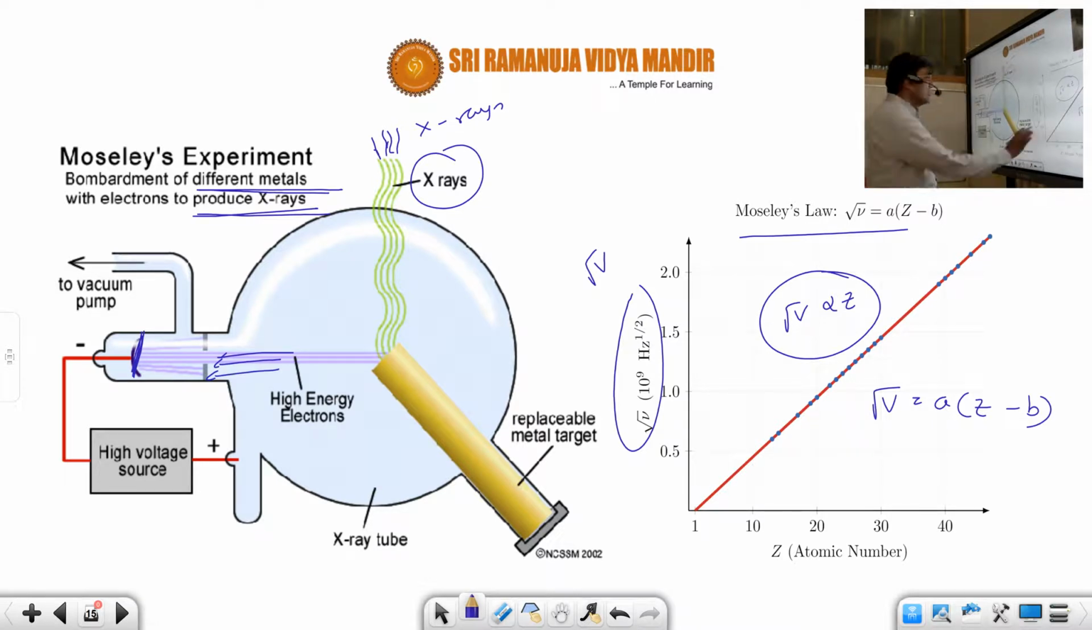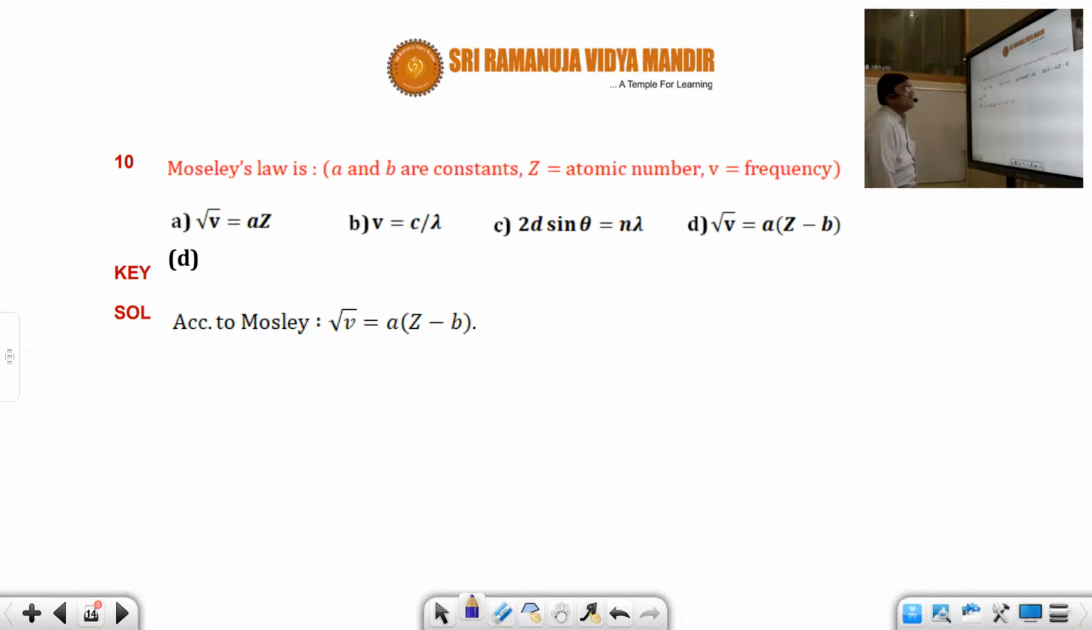I hope you understood. This is very important for competitive examinations. This Moseley law is very important for competitive examinations. So, if you go back, this is the Moseley law: root ν, the root of the frequency of radiation, is equal to a(Z minus b), where a and b are constants and Z is the atomic number. So here, root ν is directly proportional to Z.